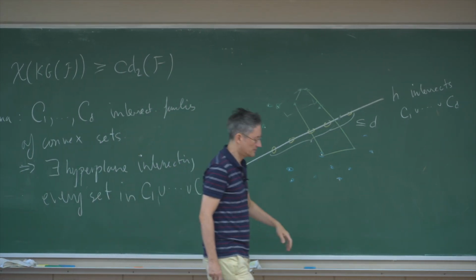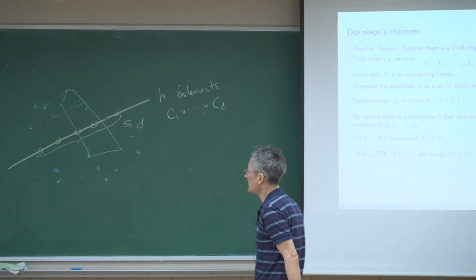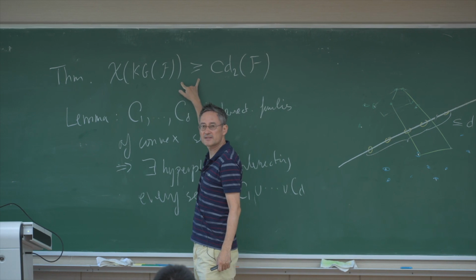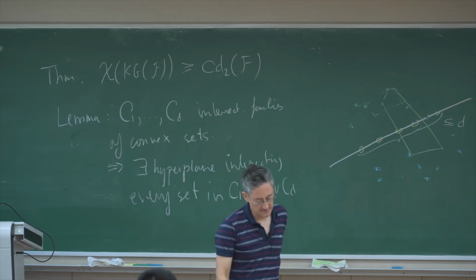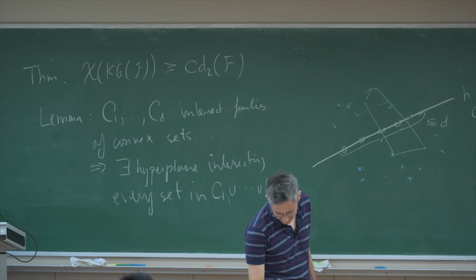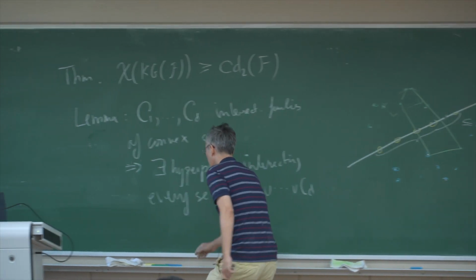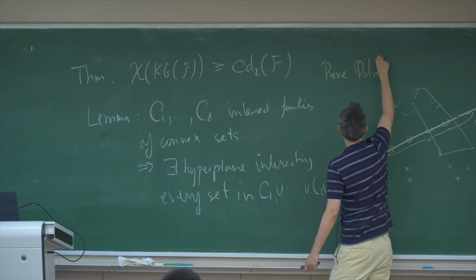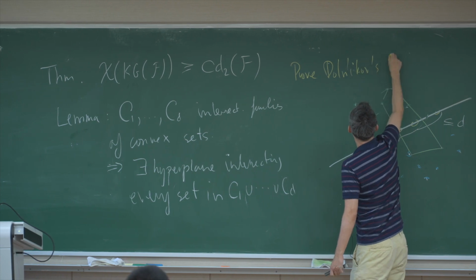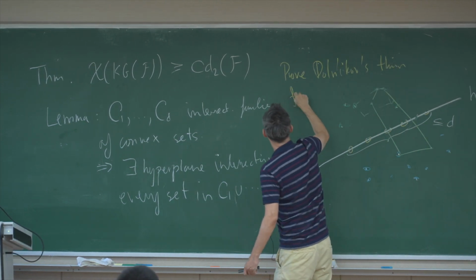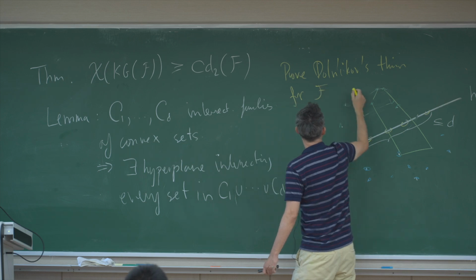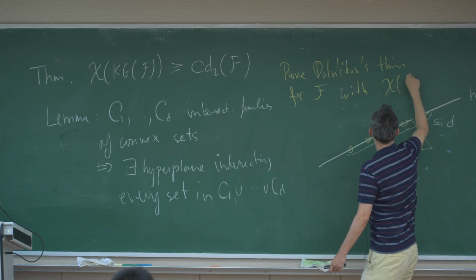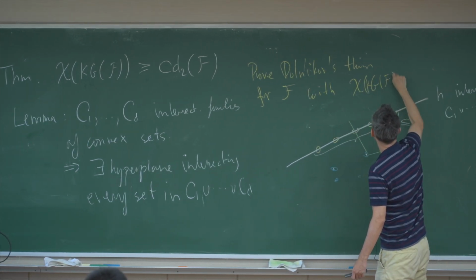The most difficult exercise in today's exercise set is to give a combinatorial proof of this in the case, let me see. Yeah, so the question is, prove Dolnikov's theorem for hypergraphs F with chromatic number of the Kneser graph of F at most 2.